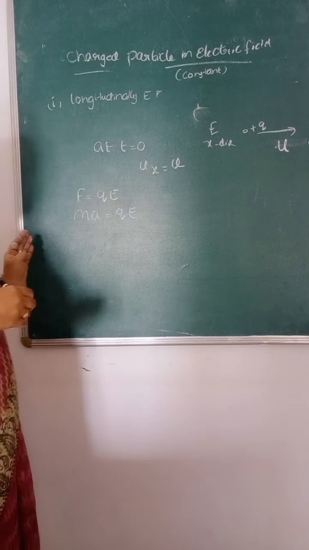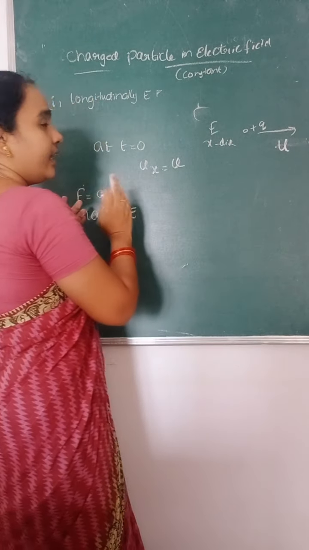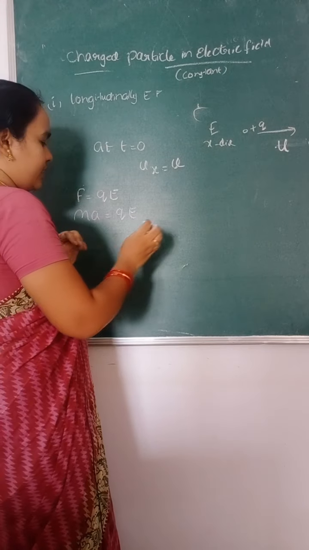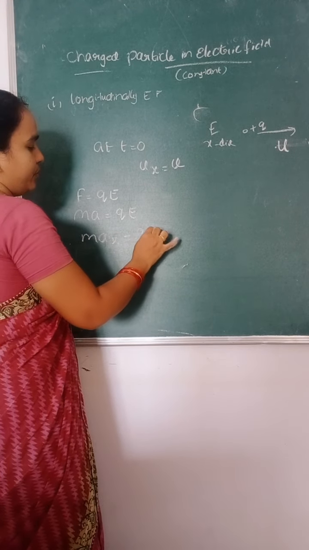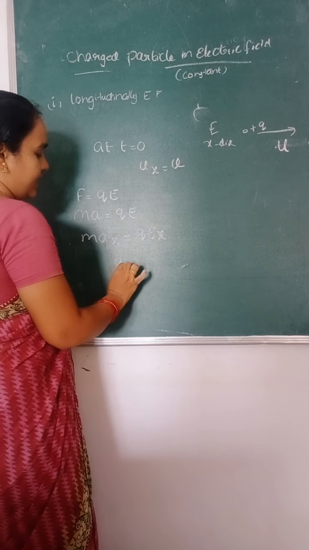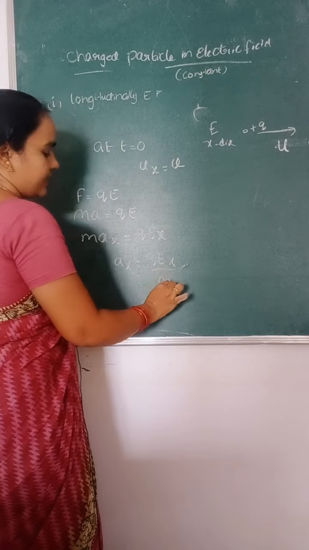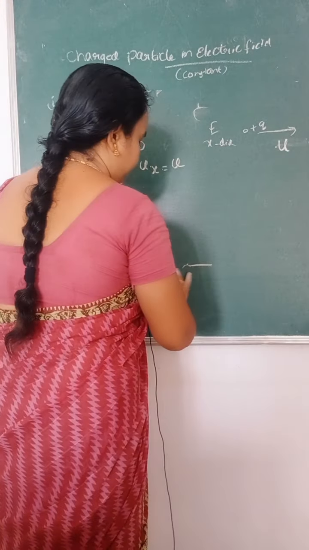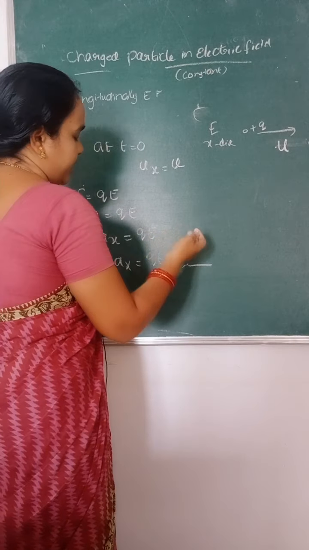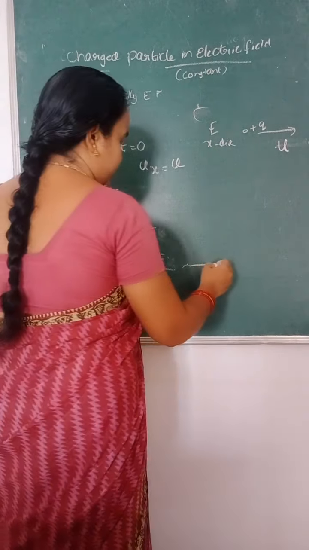If the electric field is applied along the x-axis, then the particle will also move along the x-axis, that is, M AX is equal to Q EX, that is, AX is equal to QEX by M, or QE by M. Simply QE by M. This is the acceleration due to the electric field acting along x direction.